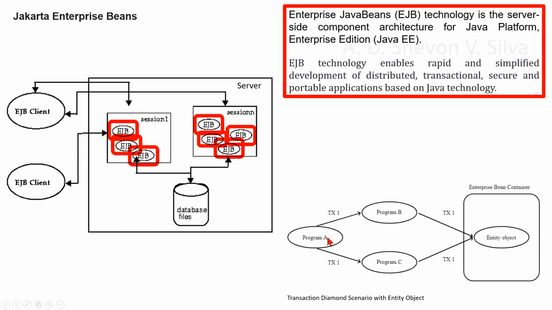Here you can see program A is connected to program B via TX1. Here program A is connected to program C via TX1. Program B is connected to the entity object via TX1, and program C is connected to the entity object via TX1, and the entity object is inside the enterprise bean container.